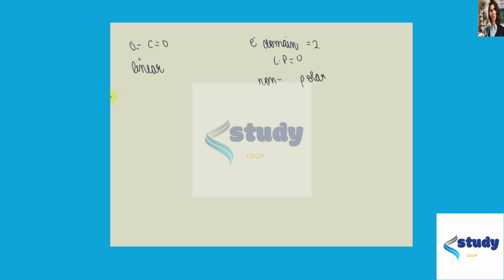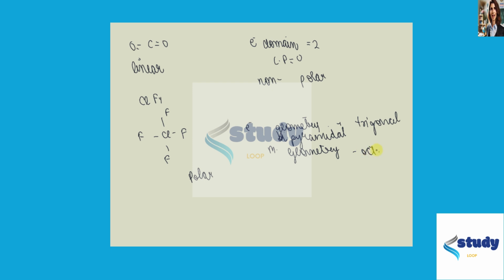Then we have ClF4. The compound is polar because fluorine is more electronegative, it pulls electrons towards itself. Electron geometry is trigonal bipyramidal, and molecular geometry is octahedral, and the electron domain is 5.